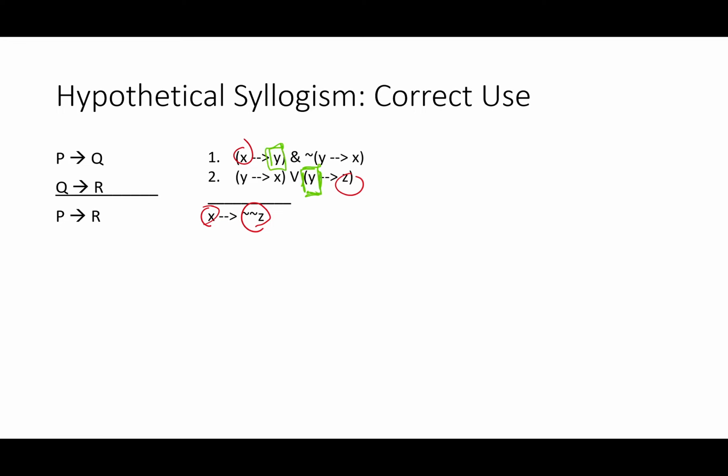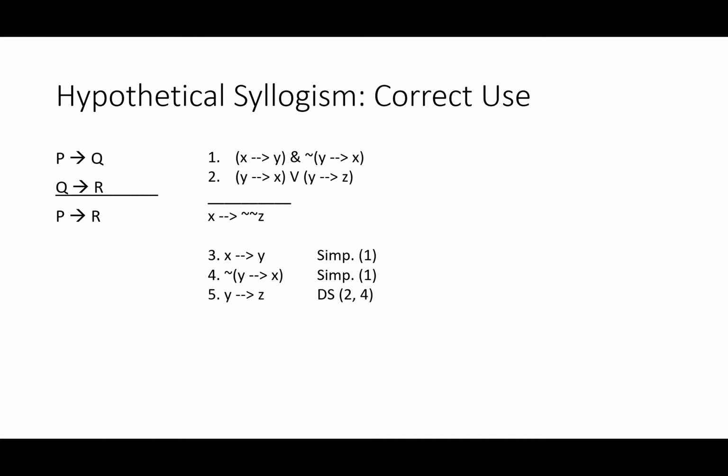If only we can find some letter, maybe y, to use to connect these. It'll take a few steps, but we'll get there. We'll simplify both parts of line 1, which will allow us to use a disjunctive syllogism, which will allow us to get to our hypothetical syllogism. If x then y, if y then z, so if x then z. Now double negation will let us match the conclusion exactly.